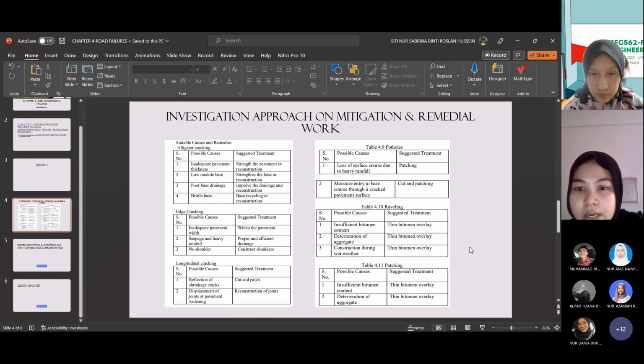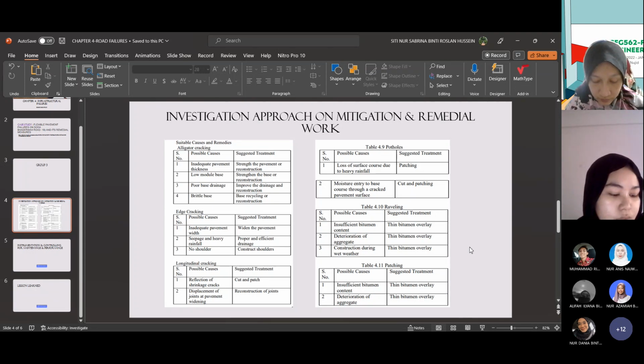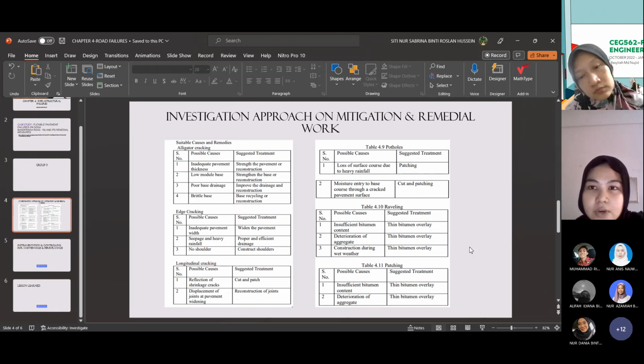For leveling, the possible causes which are insufficient bitumen content, deterioration of aggregate, and construction during wet weather. So the suggested treatment, which is thin bitumen overlay. So for the leveling, for small level area, which center areas of leveling, we will remove the level pavement and patch. And then for large level areas, which indicative of general HMA failure, we will remove the damaged pavement and overlay.